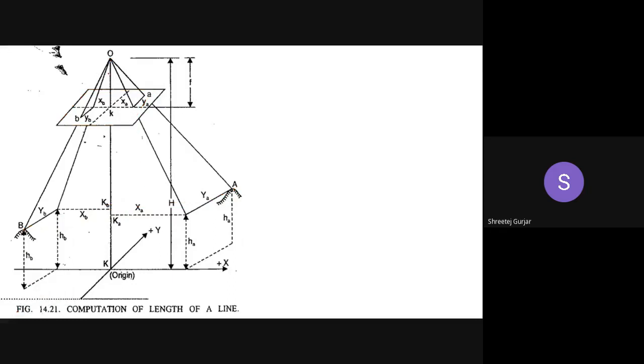Okay, so what is this? This is the exposure station O, right? Exposure station O, no problem. Then what is this particular thing? This is the ground level, right? Ground level.